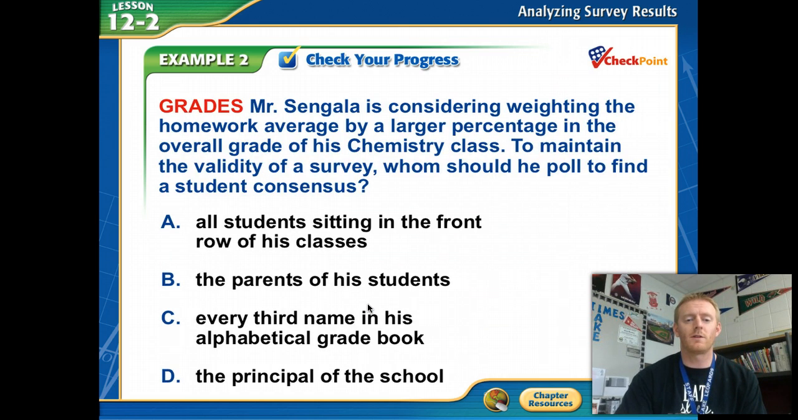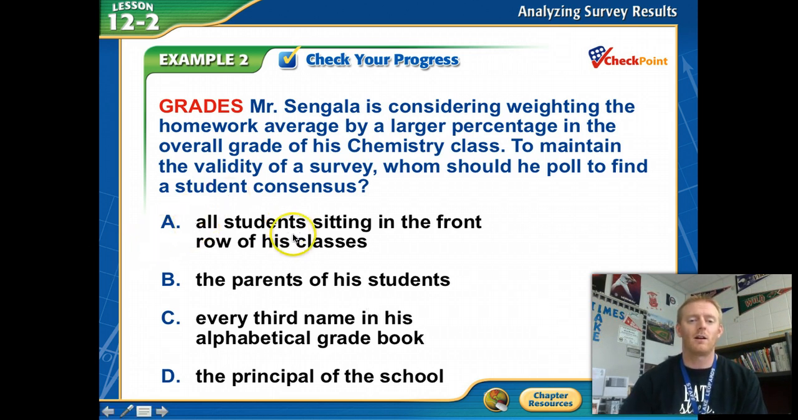Here's a multiple choice question, this one on your own. And here's another question for us to figure out. If Mr. Sangala is considering weighting the homework average by a larger percentage in the overall grade of his chemistry class, to maintain the validity of his survey, whom should he poll to find a student consensus?